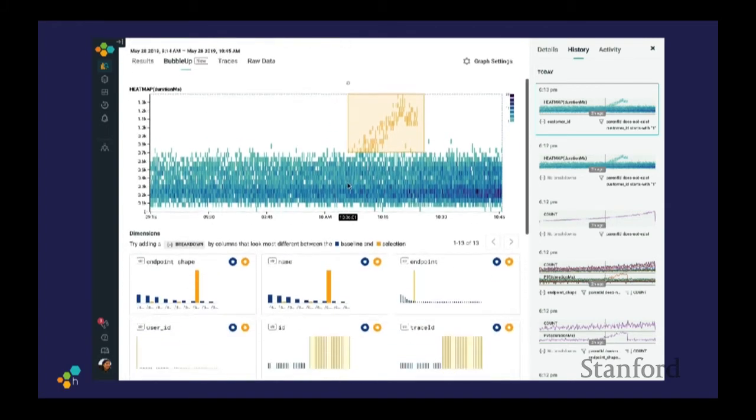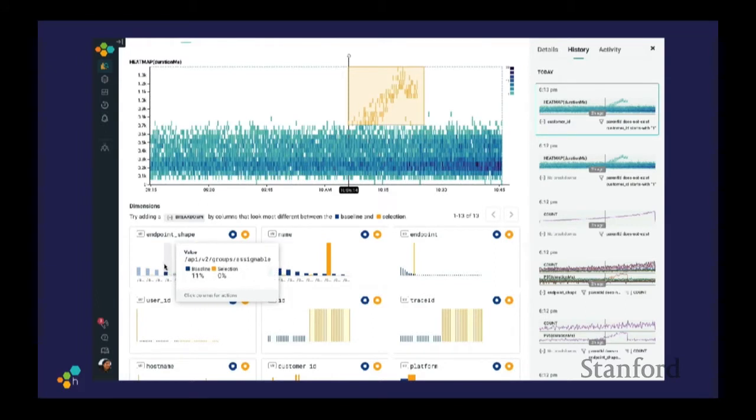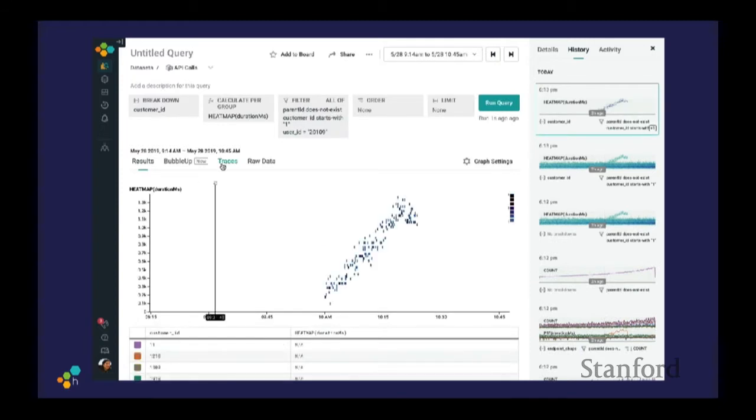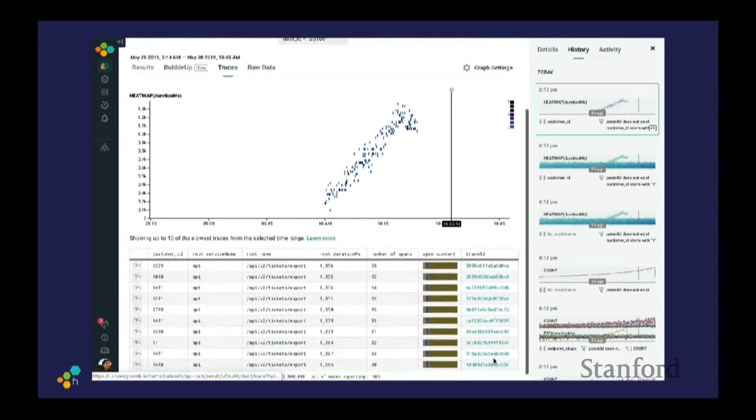We believe in tools that don't just tell you the answer, but help point you in the right direction. And what we've done here is the user has said, oh, this artifact is weird. Tell me what's special about it. And we've done some statistical analysis to say, hey, that user ID, there's one user that pops out in that highlighted section.